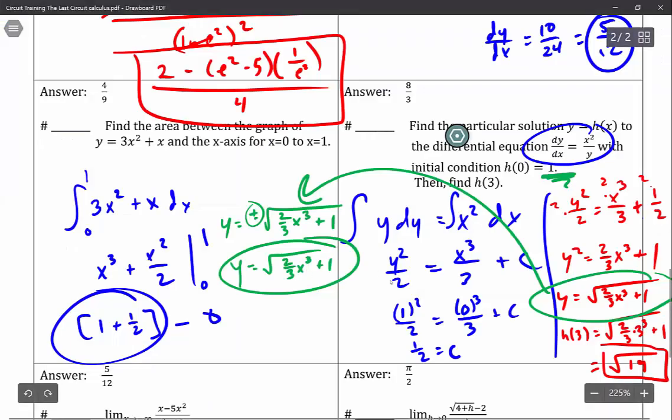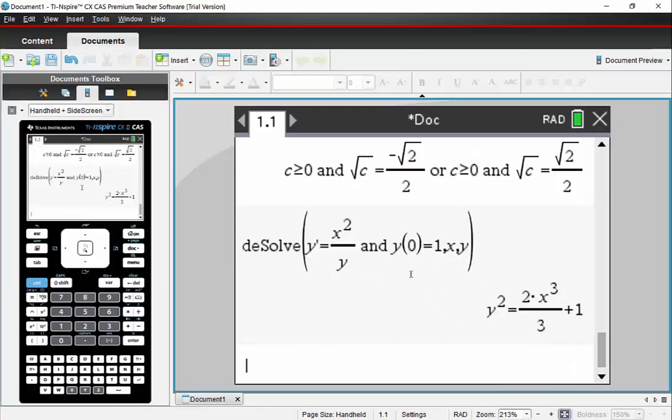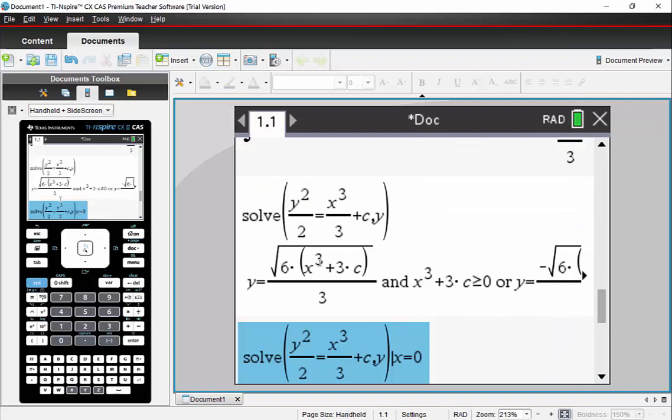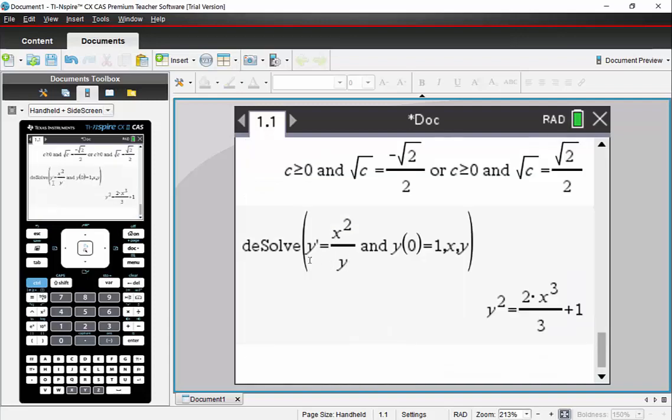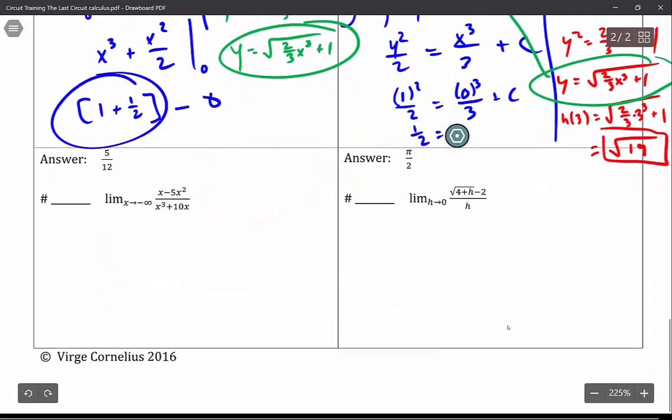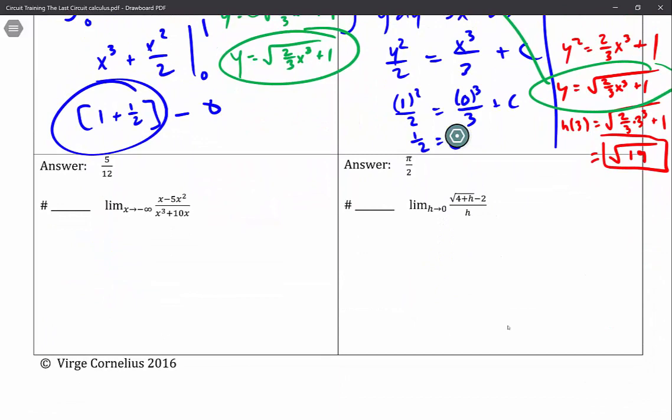Okay. So don't use this as a crutch. What I would recommend is, if you want to use the integrals, great. The solve button probably isn't that great, but this differential equation solver can at least get you on the right track.